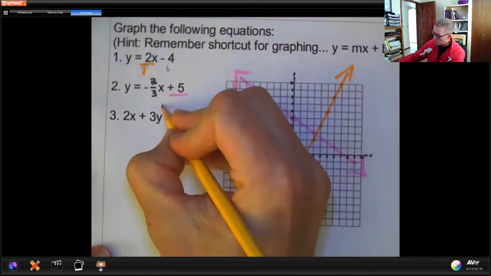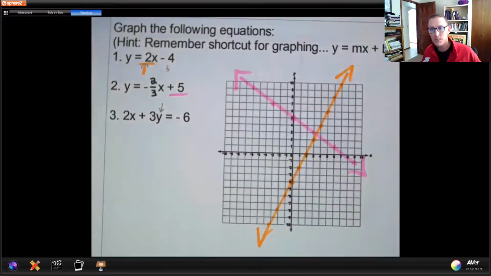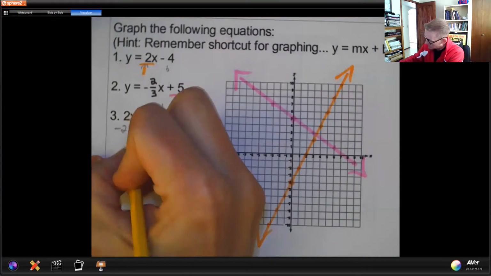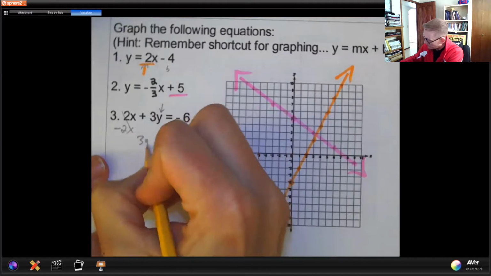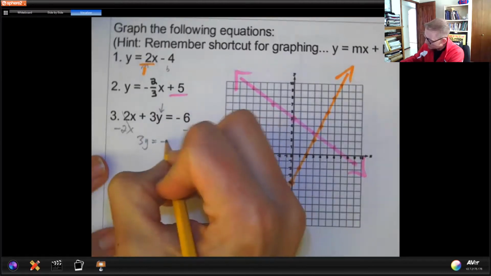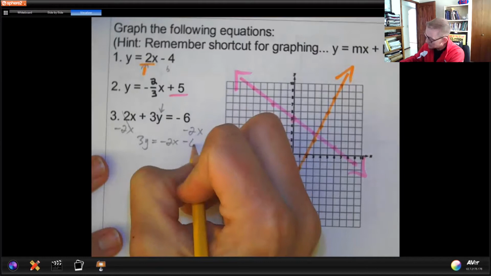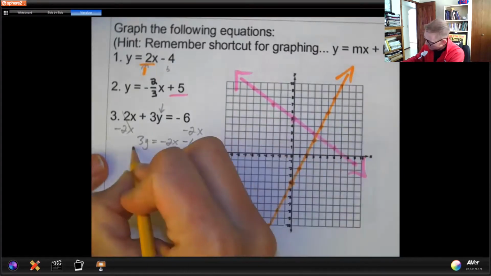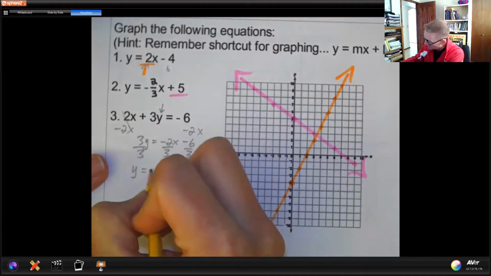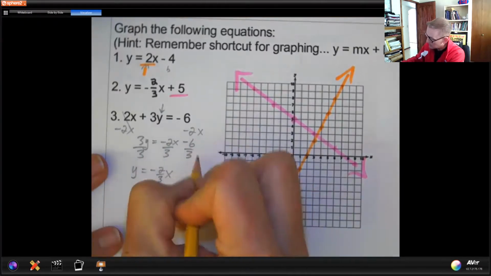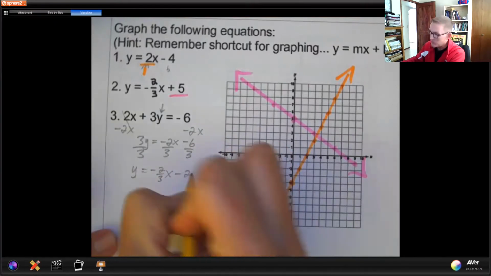And then I just want to review here, what happens if it's not in mx plus b form? Well, we need to get y alone. So if we're going to work to get the y alone, we then need to subtract 2x from both sides, bring down the 3y, put the negative 2x in front, and then the minus 6. And then we're going to divide out the 3. So y equals negative 2/3 x, and then negative 6 over 3 is negative 2.